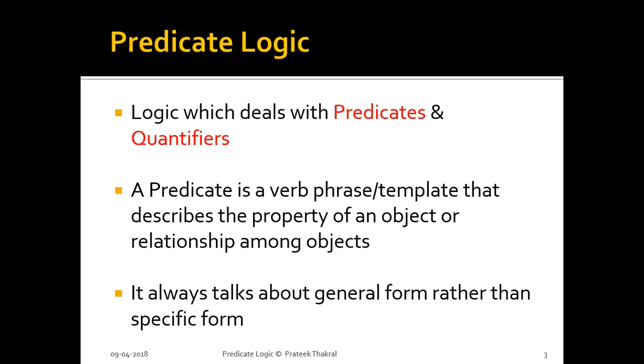Now what is a predicate? A predicate is any verb phrase or any template that describes the property of an object or the relationship among objects. So a predicate in a sentence is simply a verb phrase or template which describes the properties of individuals or creates the relationship among various objects.